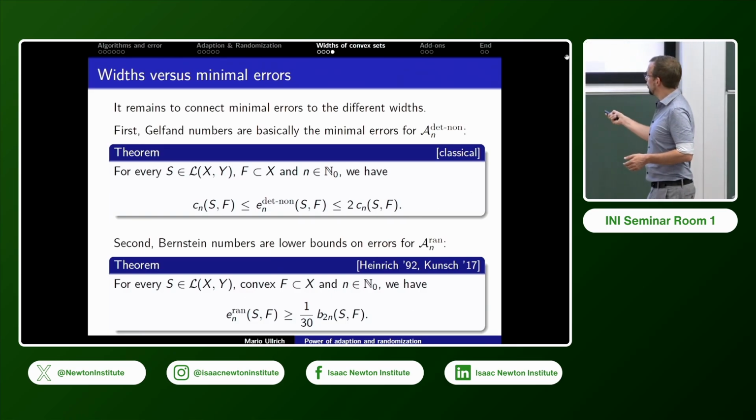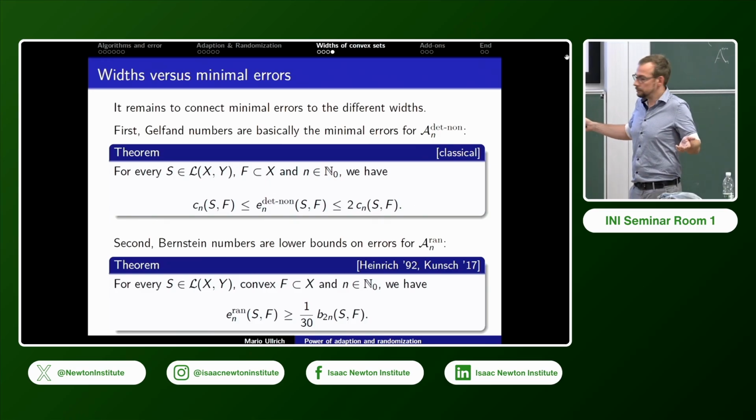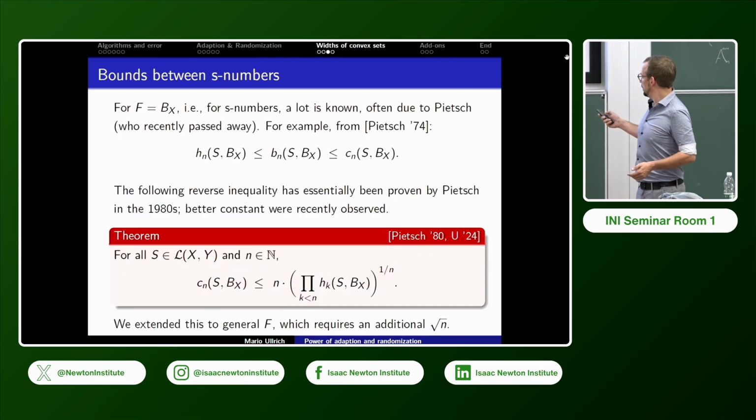Okay, so this is the lower bound here, and now you have seen our proof. Okay? You see that I can relate the Gelfand numbers with the Hilbert numbers. The Hilbert numbers are smaller than the Bernstein numbers, which means this result is also true with the Bernstein numbers on the right-hand side.